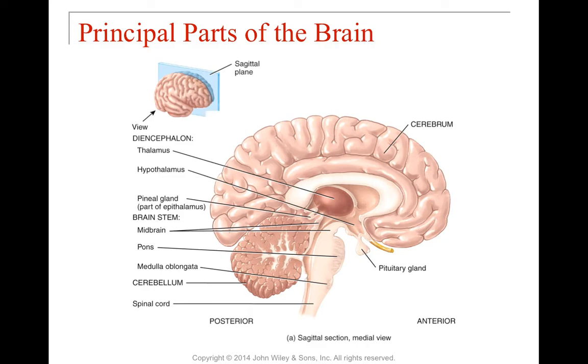The major parts of the brain include the brain stem. That's going to be down here. That's going to include the medulla oblongata, the pons, and the midbrain. So that's this whole region here, medulla oblongata, the pons headed up into the midbrain. That's all called the brainstem. We also have the diencephalon. The diencephalon is going to be here. That's going to include the thalamus, the hypothalamus, and the epithalamus, which is going to be the pineal gland, is going to be part of the epithalamus.